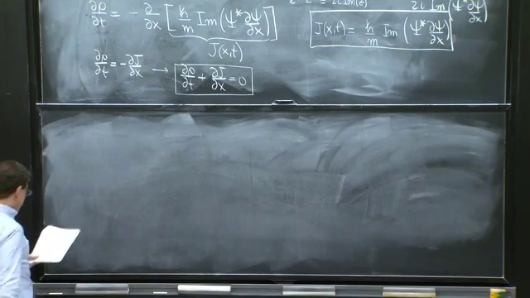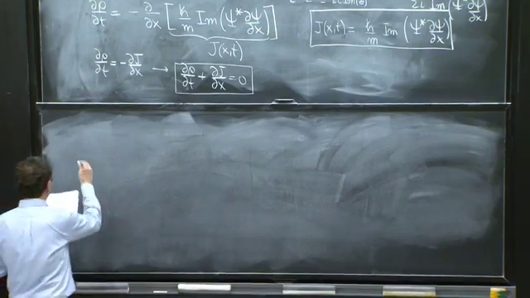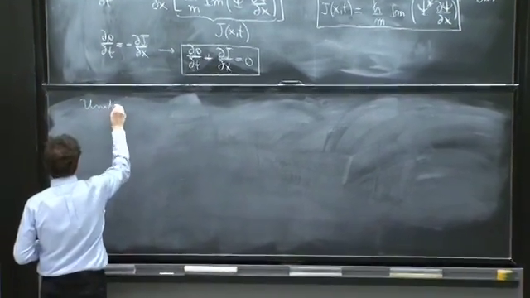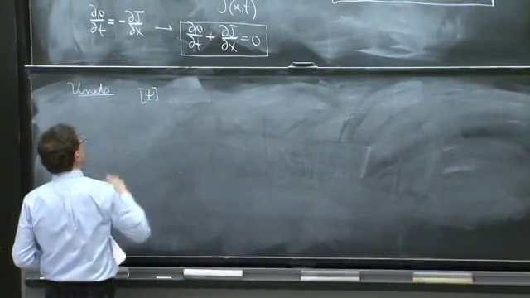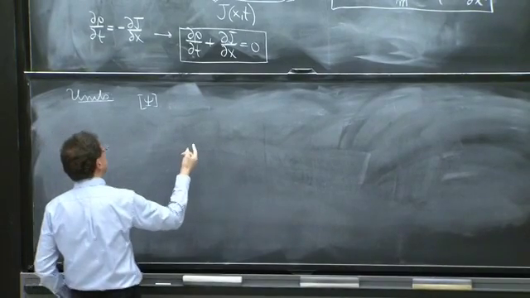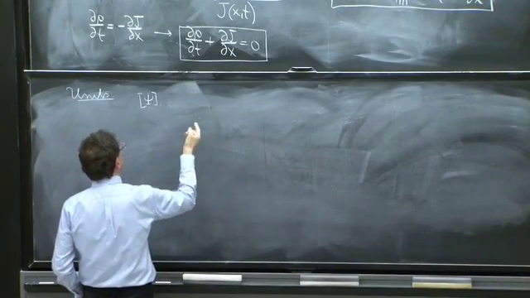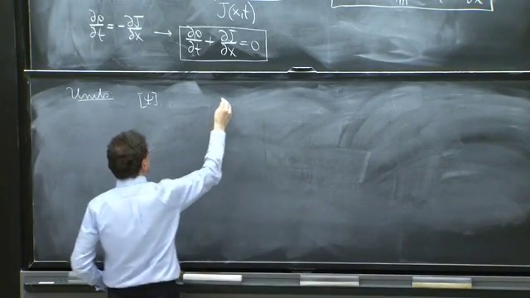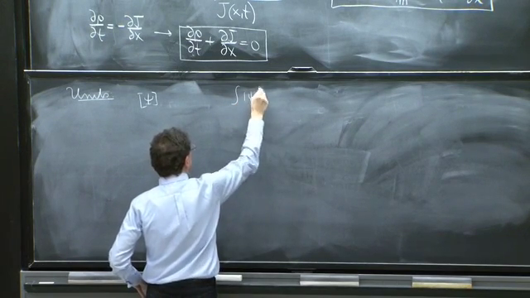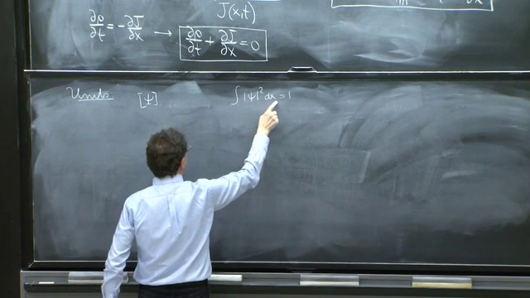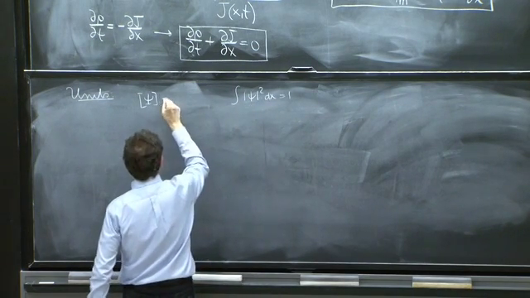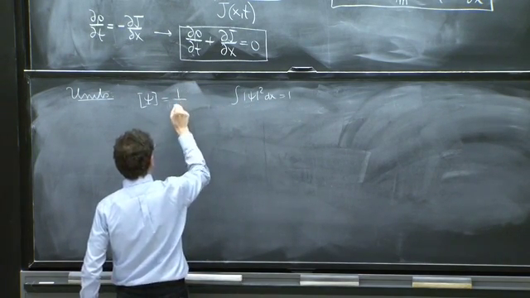So think units here first. What are the units of the wave function? Well, the wave function, you integrate it squared over x, and it gives you 1. So the integral of psi squared dx is equal to 1. So this has units of length. This must have units of 1 over square root of length.